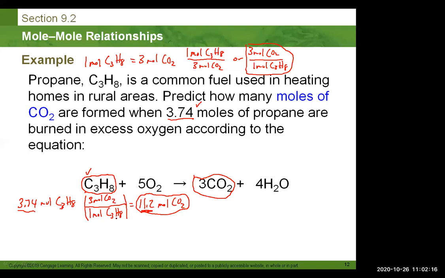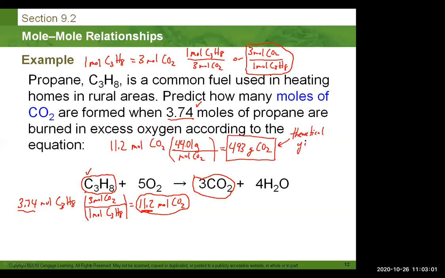In this case, it didn't ask you to go to grams, but if you needed to, you would just continue on with your calculation. And a very common fourth step is to take those moles to grams. If you look up on the periodic table for CO2, it is 44.01 grams per mole. You can multiply that by 11.2, and just to give you a gram reference, this is 493 grams of CO2 that would be produced here. This would be known as the theoretical yield in grams. This would be our theoretical yield in moles.